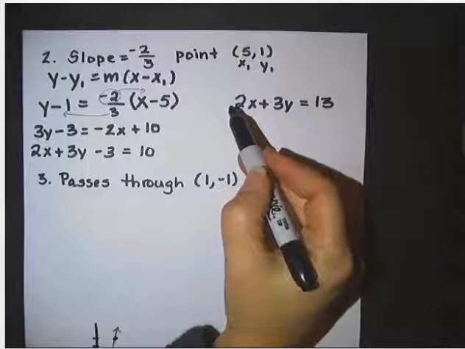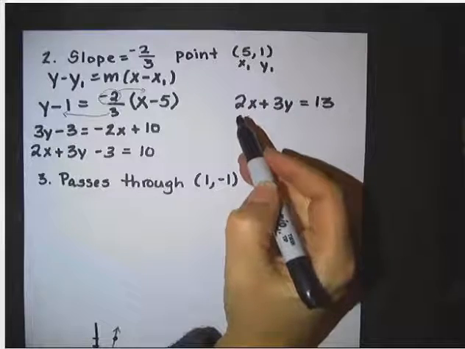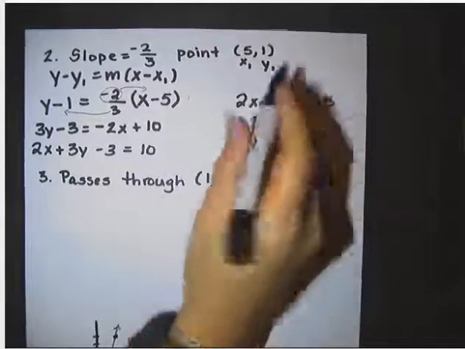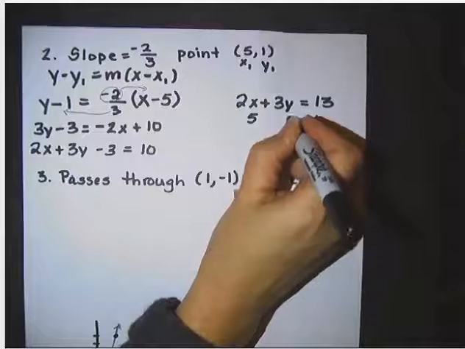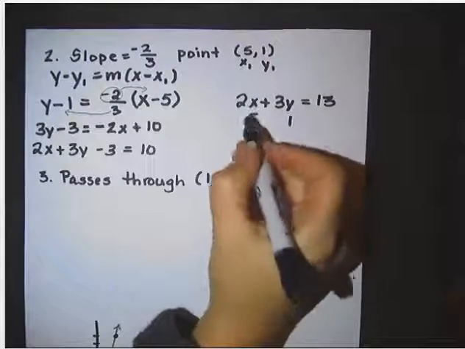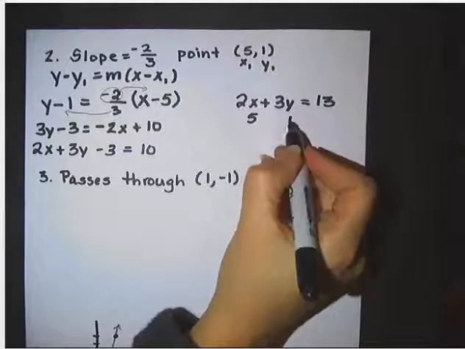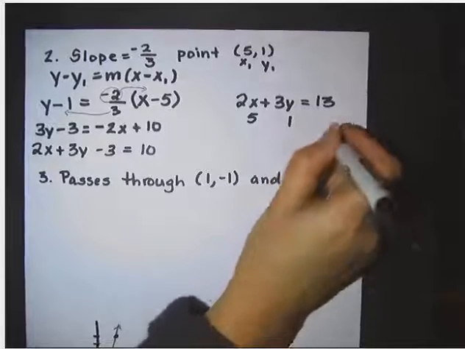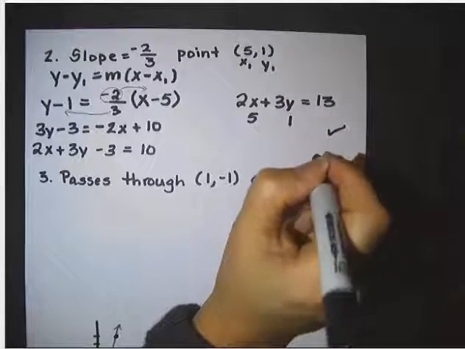Check it. It takes 2 seconds. Take the point, 5 and 1, and plug it in for x and y, and you'll have 10 plus 3 is 13. Yay! Give yourself a pat on the back. You got it right. Moving on.